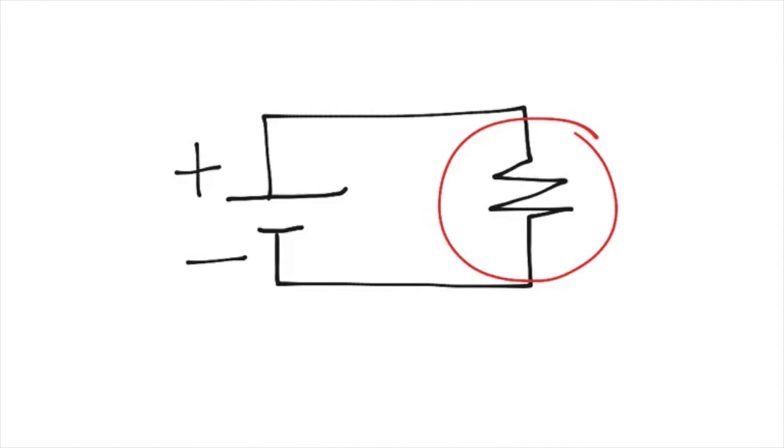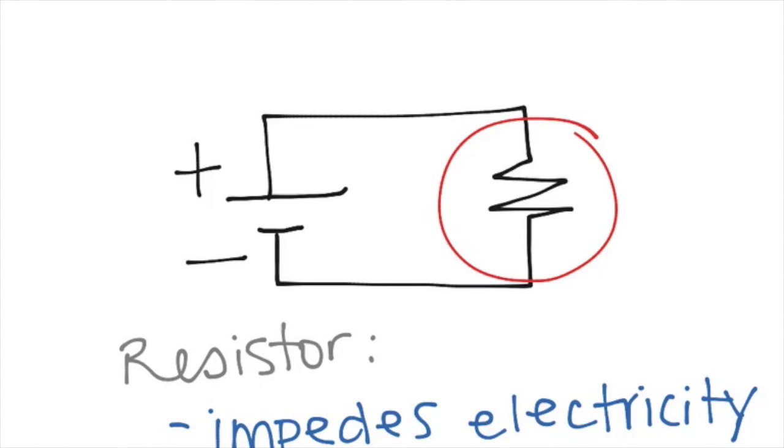This is a resistor. The resistor affects the circuit in a couple of different ways, mainly because it makes it more difficult for electricity to flow through the circuit. Because it's harder for electricity to flow through the resistor, it's going to have a voltage cost because it takes more of the battery's strength to push electricity through.